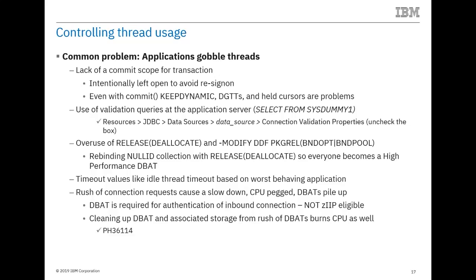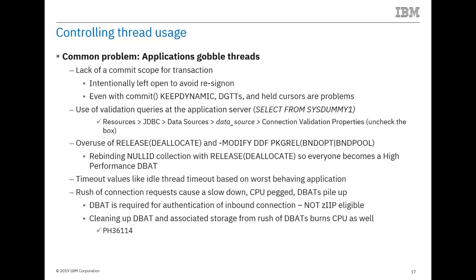You see customers with an overuse of release deallocate. In this, I'm talking about the use of high performance DBATs. I've got another section on this a little later, but if you bind these JCC packages, your SYSLN, SYSLH, with release deallocate, and you execute a modify DDF package command, you will have high performance DBATs, which means that thread and connection are a 1-to-1 ratio, and the thread doesn't go away until the connection drops.